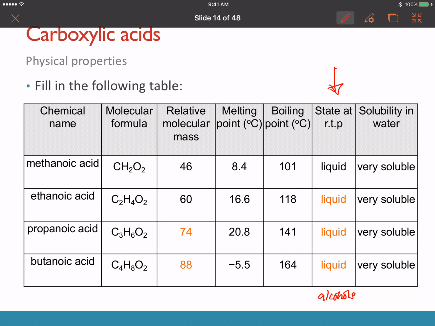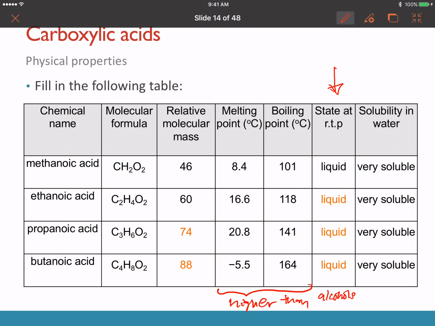Okay, so here it will be the screencast for the lesson that we had in the lab because it was a bit messy. So here are the physical properties of carboxylic acids. Note that their state at room temperature is also a liquid state, same as alcohol. But if we were to compare their melting and boiling point here, they are higher than alcohols.